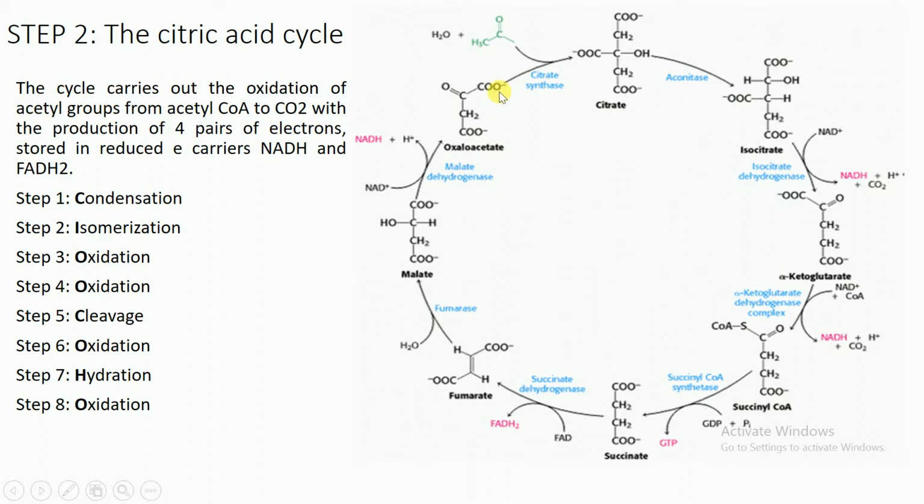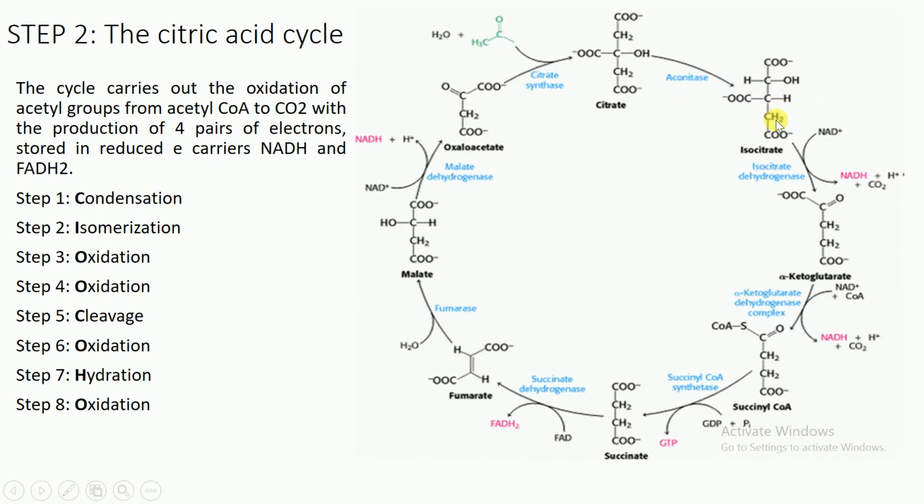The first step is condensation, in which oxaloacetate and acetyl coenzyme A combine to form citrate. Oxaloacetate is a 4-carbon compound, whereas acetyl-CoA is a 2-carbon compound. So in the first step, these two molecules combine to form a 6-carbon compound known as citrate with the help of an enzyme known as citrate synthase. In the second step, there occurs isomerization of citrate to isocitrate with the help of the enzyme aconitase.